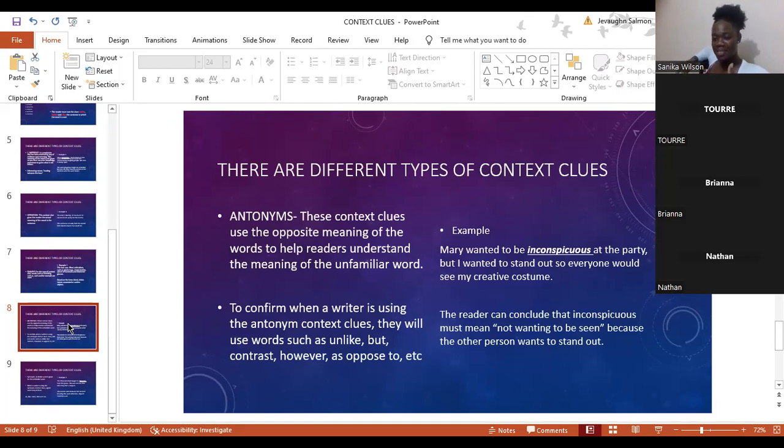So any one of the males can tell me what inconspicuous means? You can just read over the clues or read over the sentence and then tell me what you think it means without looking at the answer.